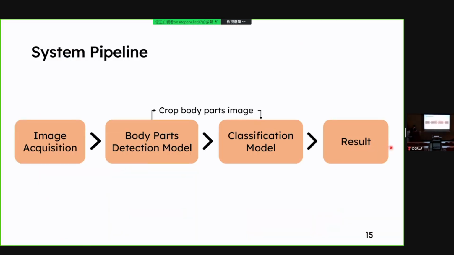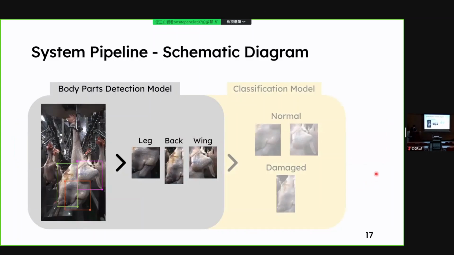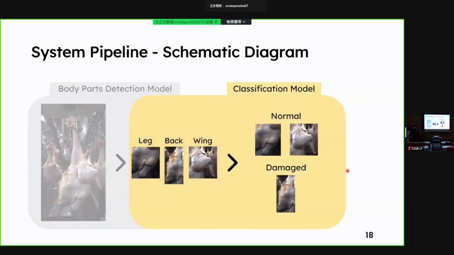This is my system pipeline. First, I capture the carcass image at the production line, and next input it to the two-stage deep learning model. The first model can detect the body part of the carcass, and the second model can classify whether the body part is normal or damaged. This is the system pipeline of the two-stage model. First, the image is input to the body part detection model to detect the body part. Then the body part images are cropped and input to the classification model, which classifies the body part image as the normal class or the damaged class.